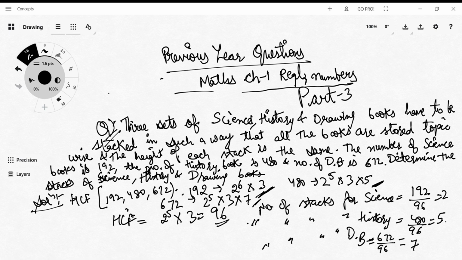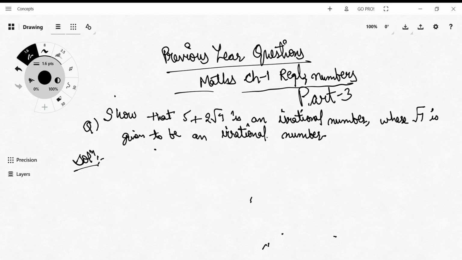Okay, so now let's move to the next question. Show that 5 plus 2 root 7 is an irrational number, where root 7 is given to be an irrational number. First step: let 5 plus 2 root 7 be equal to a rational number, say a by b, where a and b are co-prime numbers.